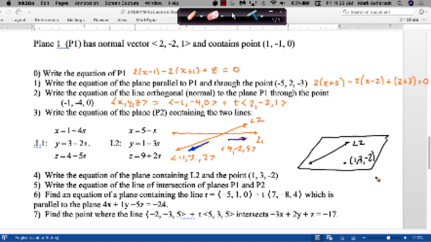They're the same, right? Or scalar multiples of each other. So if you want something parallel to P1, you can use the same normal vector as P1. Does that make sense? If you have two planes that are parallel and you've got the normal vector for one of them, that's also the normal vector for the other. So I just picked off the normal vector 2, -2, 1, and used the new point. And that's the equation of the plane.